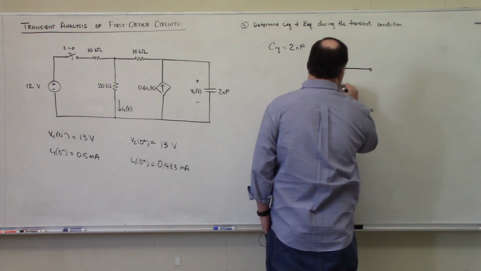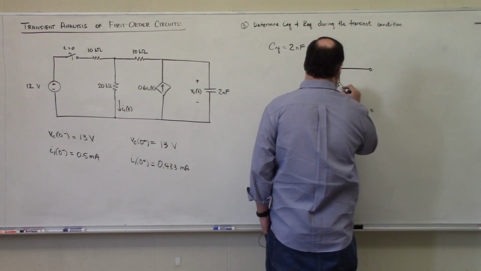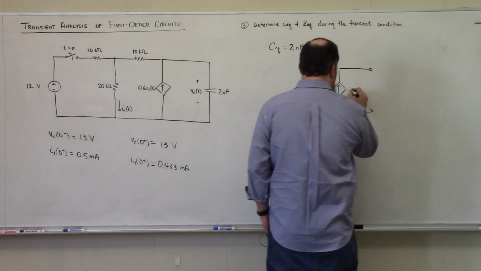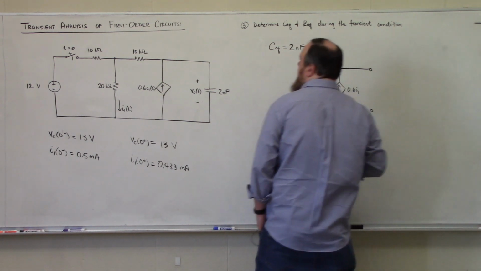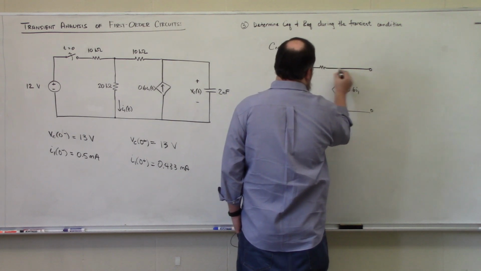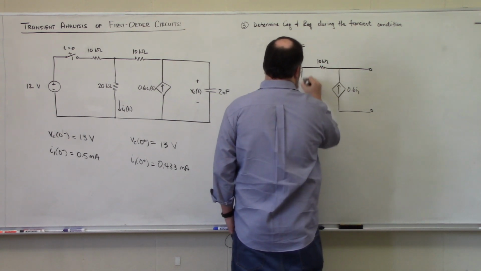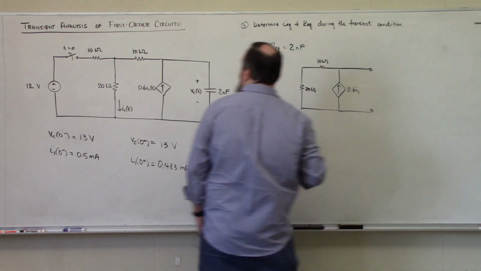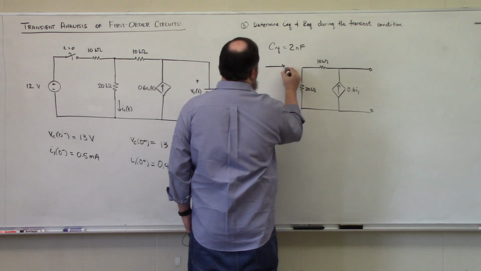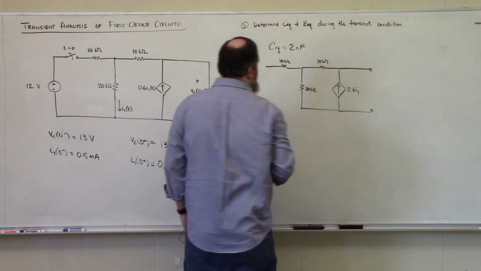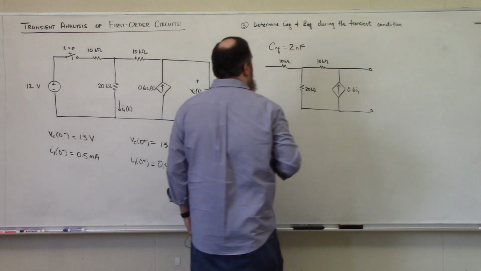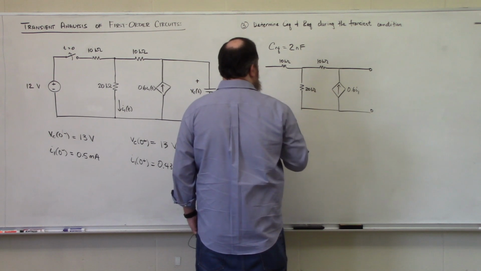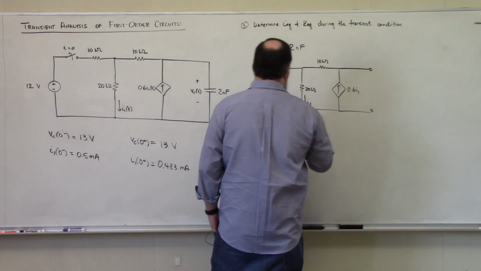And so we're going to have a circuit that contains our dependent source, where this is 0.6 I1. Here's a 10 kilo ohm resistor. Here's a 20 kilo ohm resistor. Here's a 10 kilo ohm resistor. And let's see. This is my current I1.